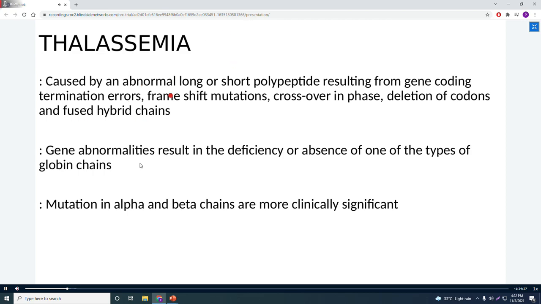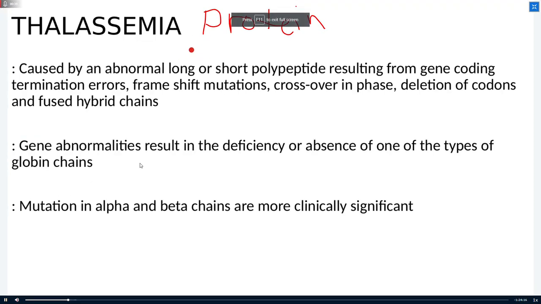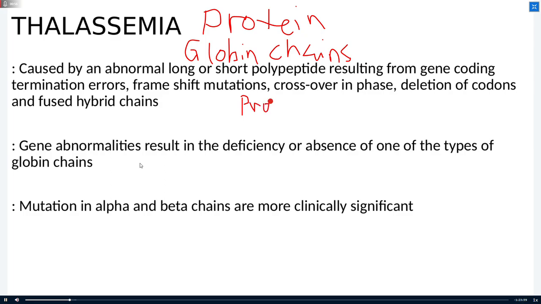Now to simplify this statement, class, remember, if you recall, your proteins, specifically your globin chains, are composed of proteins. Now, I have a question. Your proteins are composed of what? Amino acids. Give me an example of an amino acid. Leucine. Okay, very good.